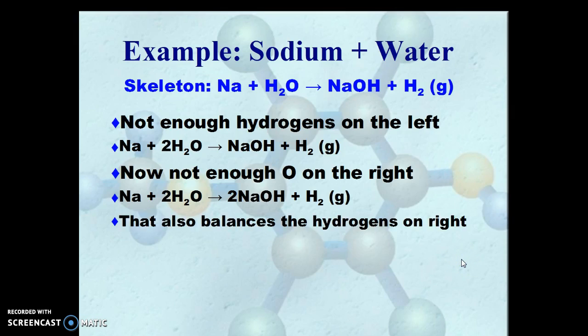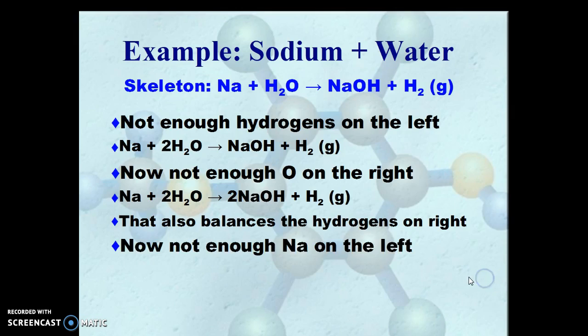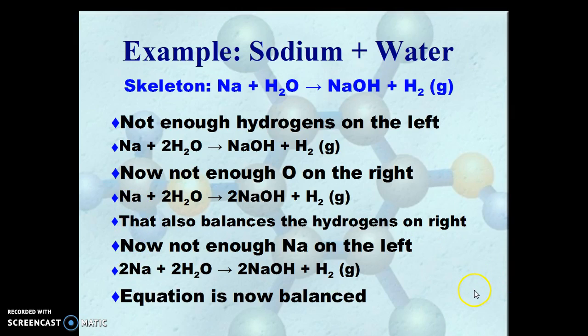Now there's not enough sodiums on the left, but we've balanced the hydrogens too. With not enough sodium, we simply increase the number of sodium moles to 2, and we have a balanced chemical equation.